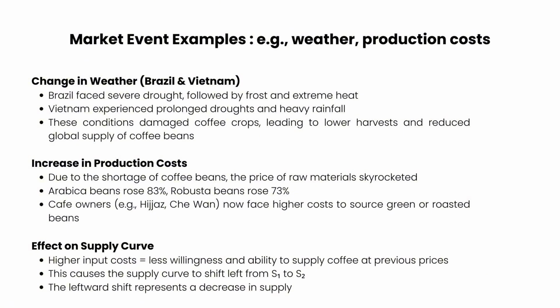Cafe owners like Hijaz and Sekwan now have to pay more to source either green or roasted bean. This leads to a shift in the supply curve when input costs rise. Cafe are less able and less willing to supply coffee at previous price. So the supply curve shift left from S1 to S2, showing a market-wide decrease in coffee supply.